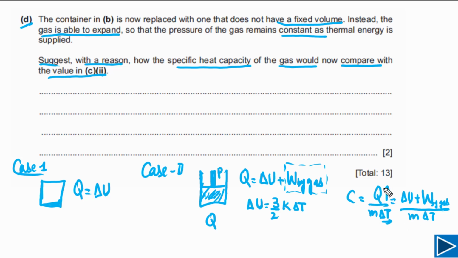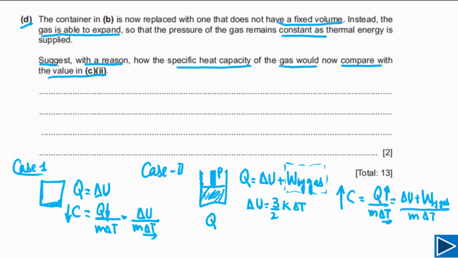So if Q is greater, it simply means that C is greater. In the first case, C is simply equal to Q over M times delta T, and Q is equal to only delta U. So that's the reason the C in that case will be lower, because this Q is lower. So the new value of C will be greater. So that's all what you need to understand. These points you have to understand. If you have understanding of these points, now we can write down our final answer.